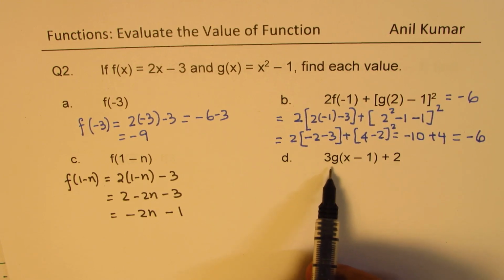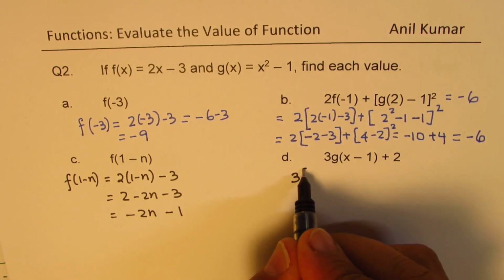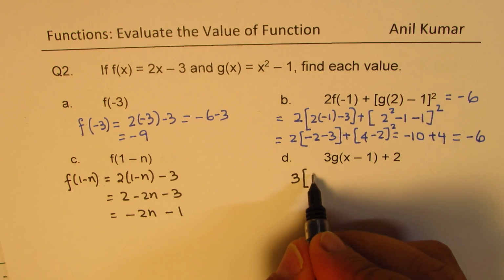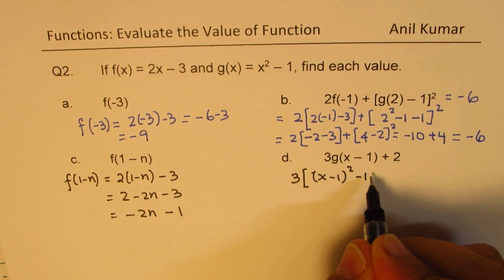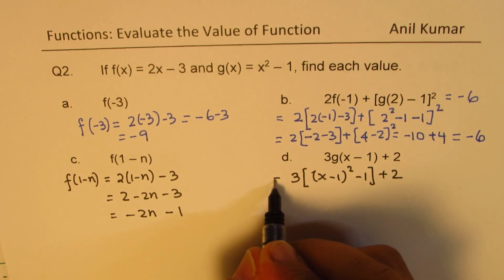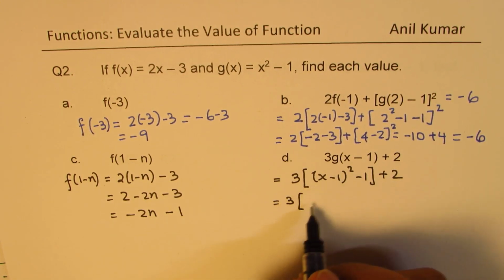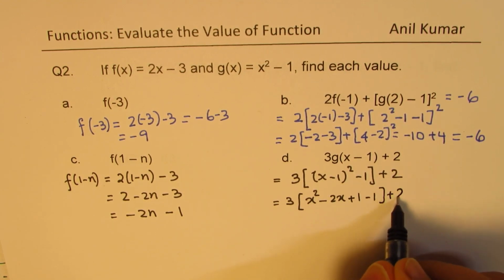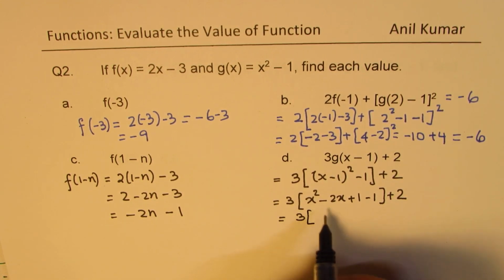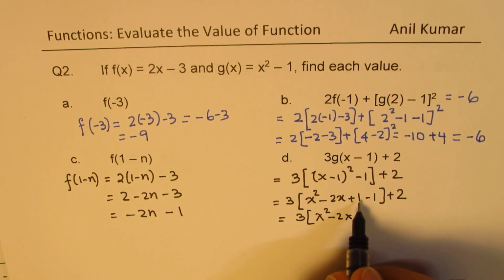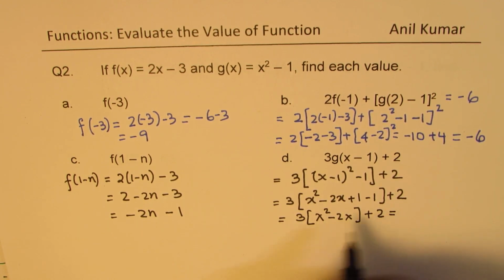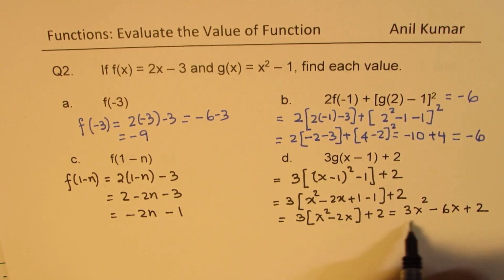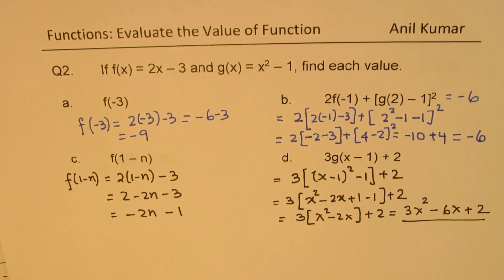The last one here is 3 g of x minus 1 plus 2. So 3 times, let me use square brackets, g of x minus 1. So replace x with x minus 1. So we get x minus 1 whole square minus 1, right? Plus 2. Now, open this bracket. So we get x squared minus 2x plus 1 minus 1, this one plus 2, right? And that gives you 3 times x squared minus 2x, and plus 1 minus 1 is 0, plus 2. Now you can open this bracket and you can write this as 3x squared minus 6x plus 2. Is it clear? So that becomes your solution, right?